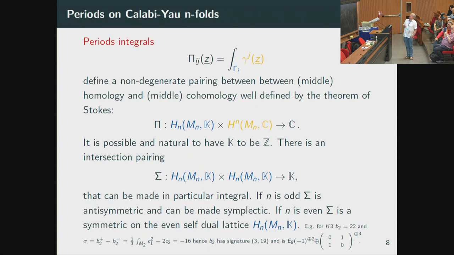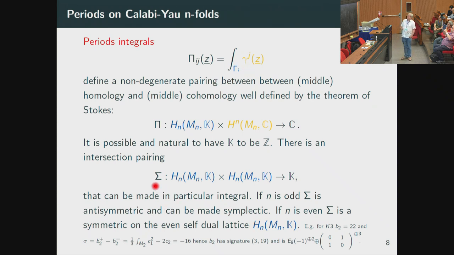But what is more structurally interesting are these periods, because our claim is that at least the maximal cut integral is the period of a Calabi-Yau. And so the period is this pairing here between homology and cohomology. It can be viewed as a map from the homology to the cohomology group by this integration. So this defines the period.